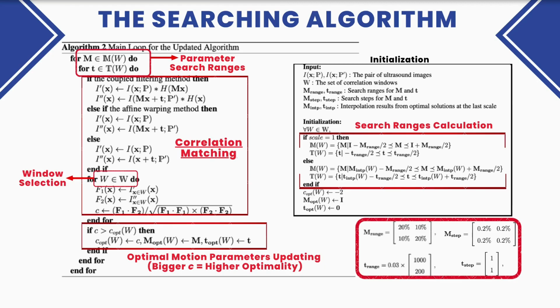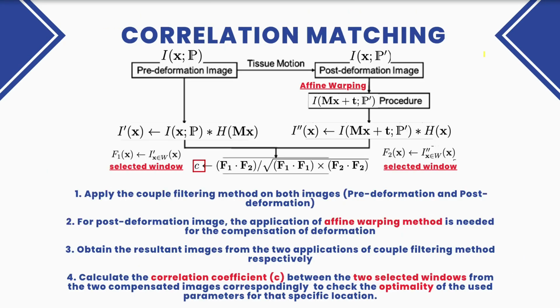Here is the main algorithm proposed by Tenzo in his thesis used for the search of optimal motion parameters. Please take a look. Next, we're going to mainly focus on the explanation of correlation matching, aka the implementation of the couple filtering method. About the correlation matching, first we're going to apply the couple filtering method on both images, pre-deformation and post-deformation. Next, for the post-deformation image, the application of the affine warping method is needed for the compensation of deformation. Next, we're going to obtain the resultant image from the 2 applications of couple filtering method respectively. Last but not least, we're going to calculate the correlation coefficient between the 2 selected windows from the 2 compensated images correspondingly to check the optimality of the used parameter for that specific location.